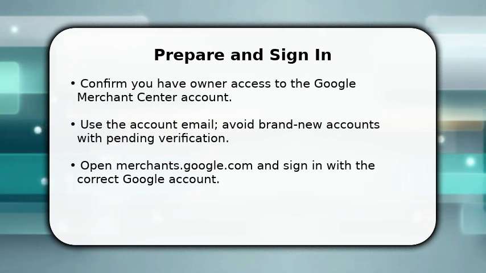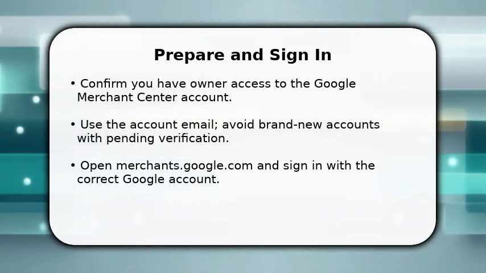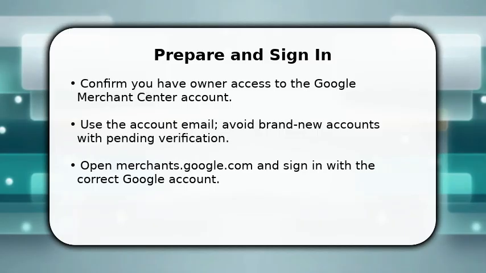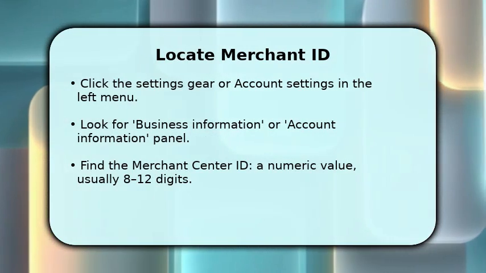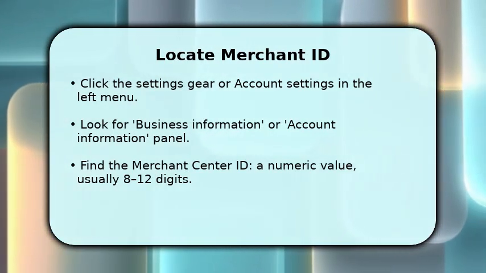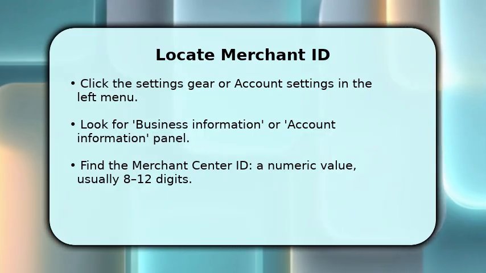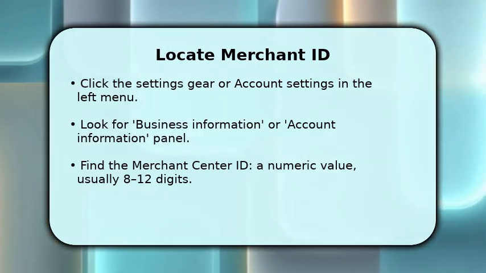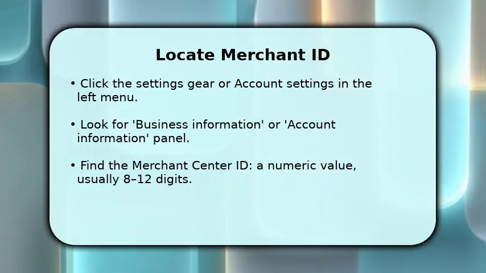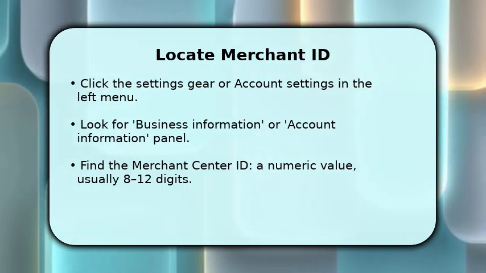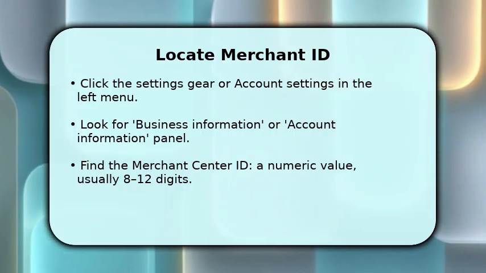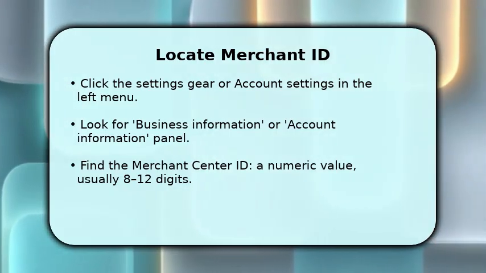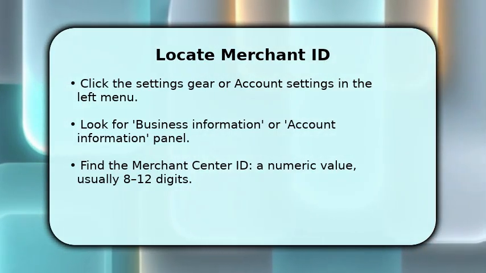Now navigate into Account Settings or the gear icon. That's where Google hides account identifiers. Once inside, open Business Information or Account Information and scan the top sections. The merchant ID appears as a simple numeric code. If you use multiple accounts, confirm the number matches the business name shown. Make sure to copy the ID exactly. It's how integrations and APIs reference this account.